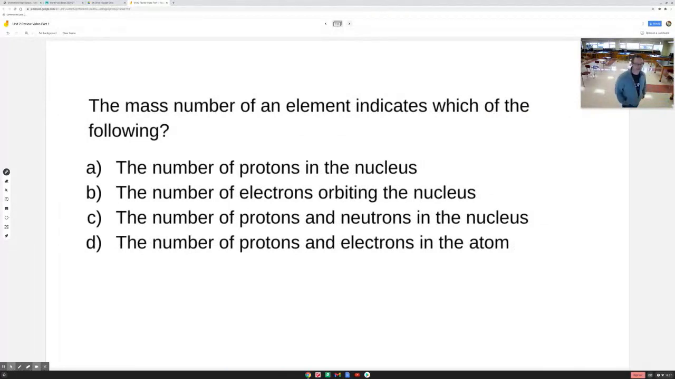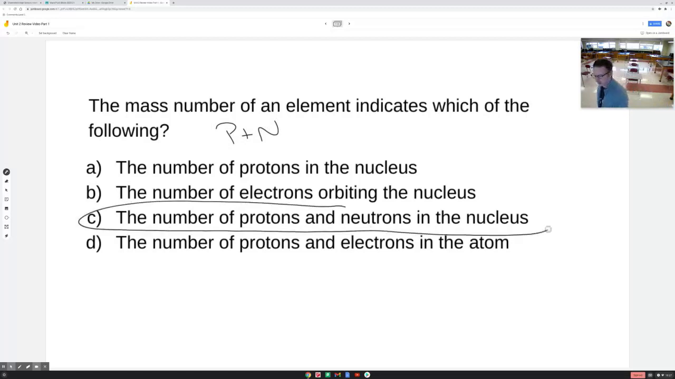The mass number of an element indicates which of the following? We already talked about this. The mass number is the protons plus the neutrons in the nucleus, which is choice C. Electrons don't really impact the mass. Protons are the atomic number, but not the atomic mass, because the neutrons contribute. And protons and electrons, again, the electrons don't affect the mass. The protons are just the atomic number.